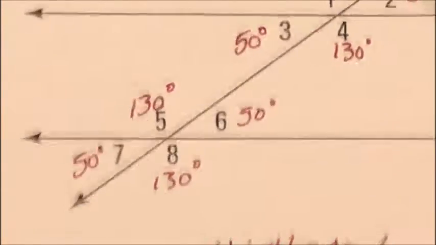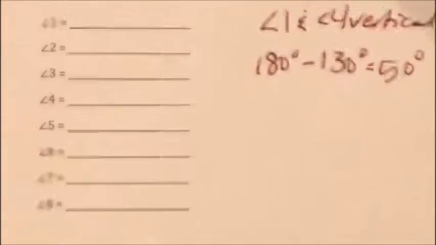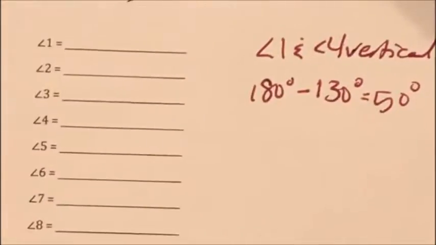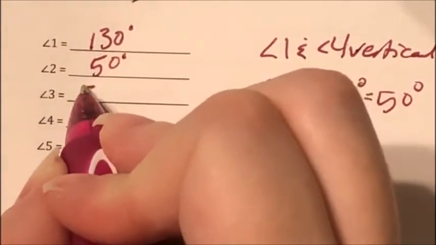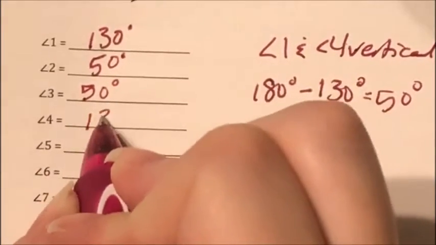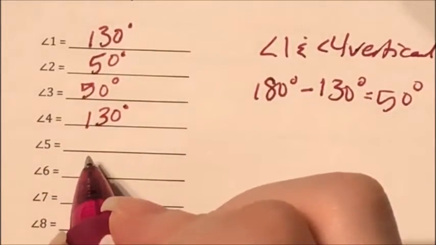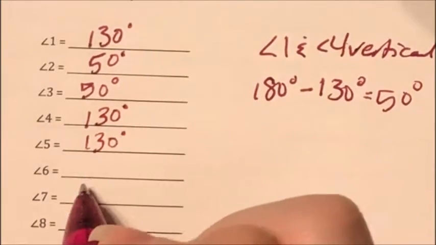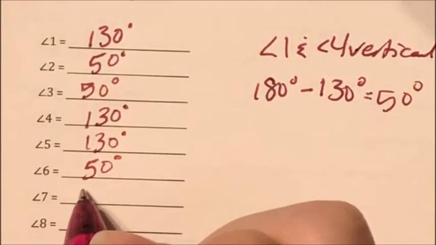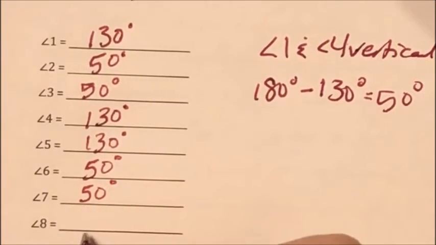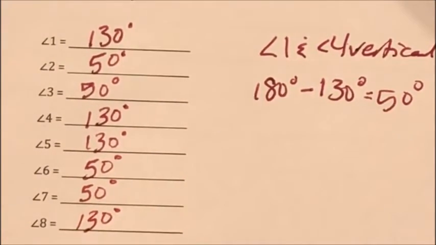Okay. So for my answers, angle 1 is 130. Angle 2 is 50. Angle 3 is 50. Angle 4 is 130. Angle 5 is 130. Angle 6 is 50. Angle 7 is 50. And angle 8 is 130. And that is the end of lesson 1.